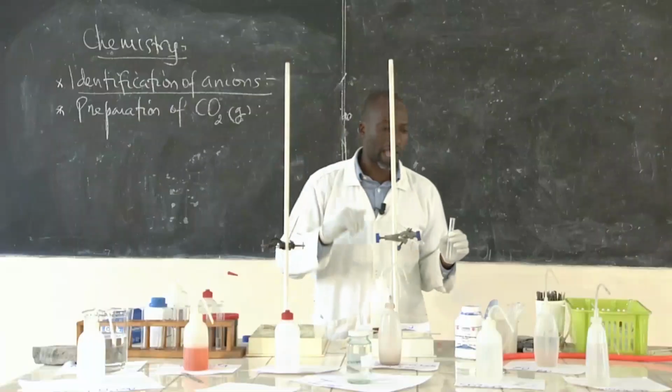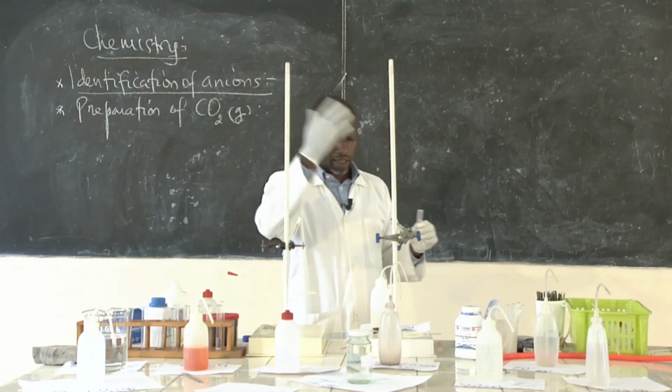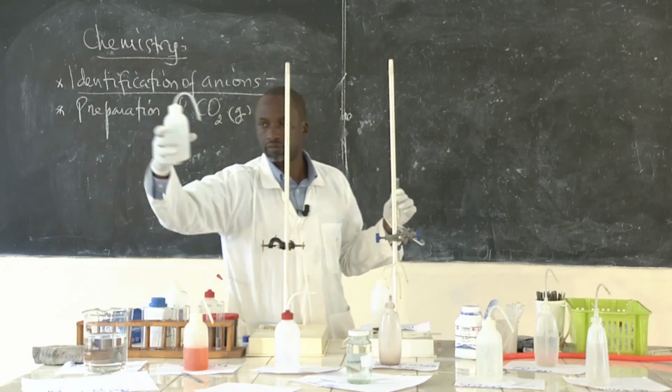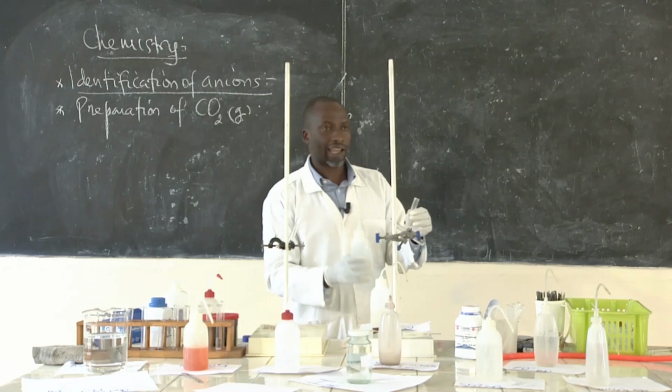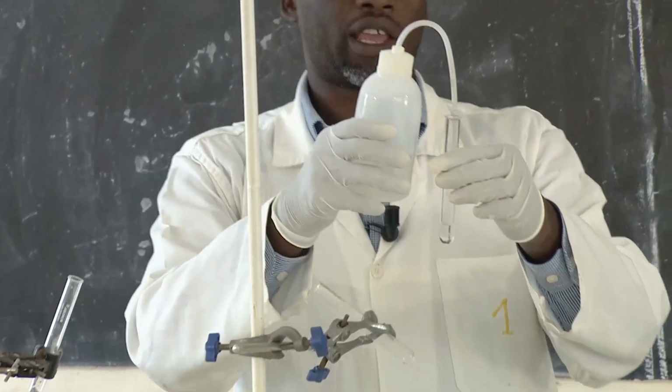So in this one, we are just going to add barium chloride. So we have the barium chloride, and we are adding it to a solution containing sulfate ions. So we add barium chloride.